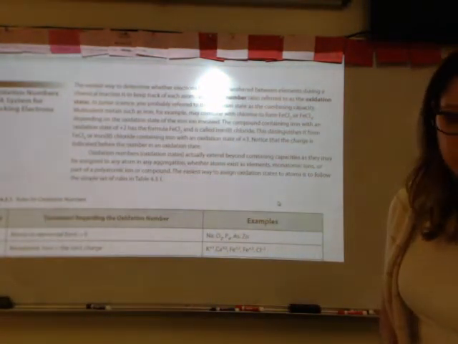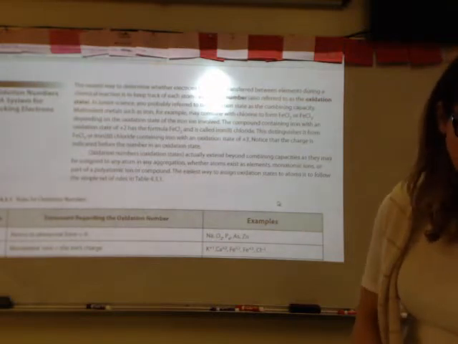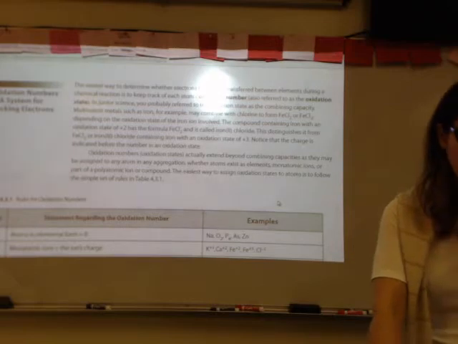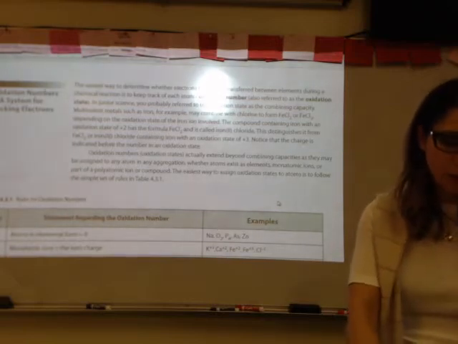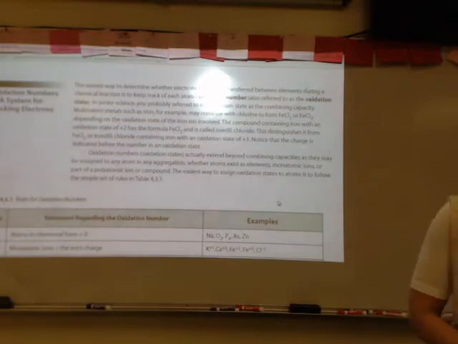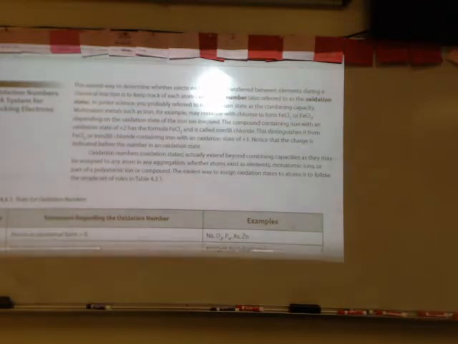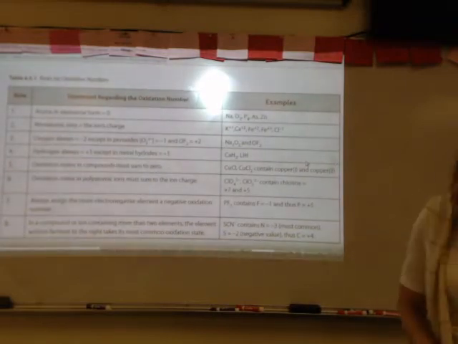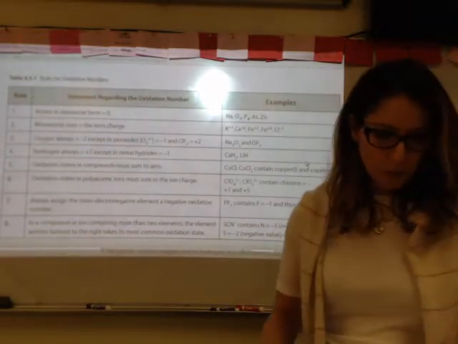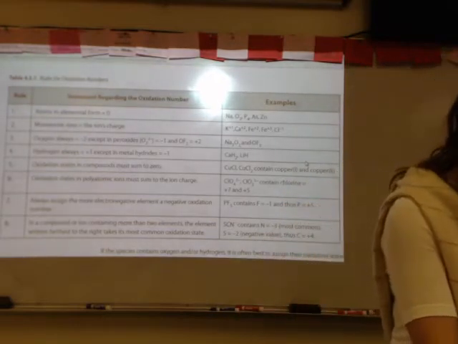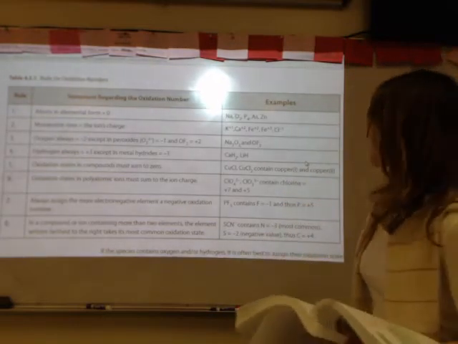Okay, so oxidation numbers are also referred to as oxidation states, and it's a way for us to keep track of electrons. There are some rules for determining oxidation numbers. They're given to you in this table here. Let's take a look at the first rule. It says that atoms in elemental form have an oxidation number of 0.